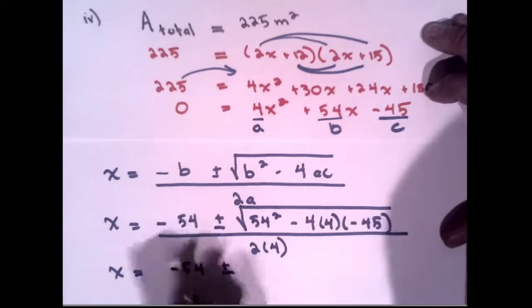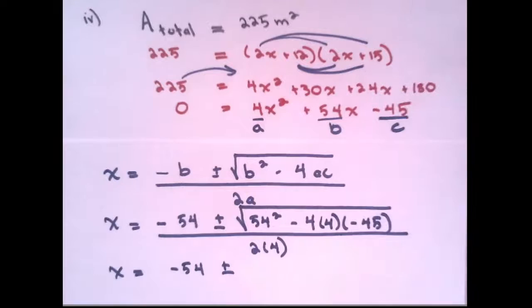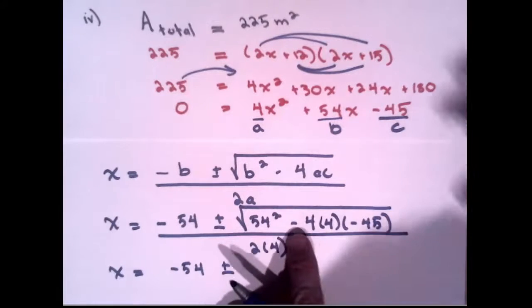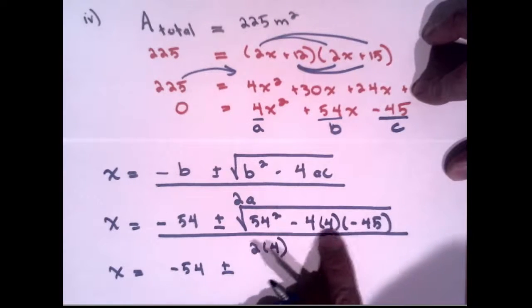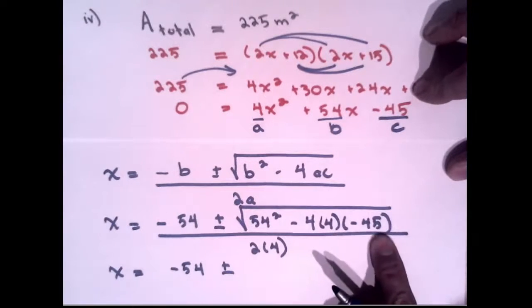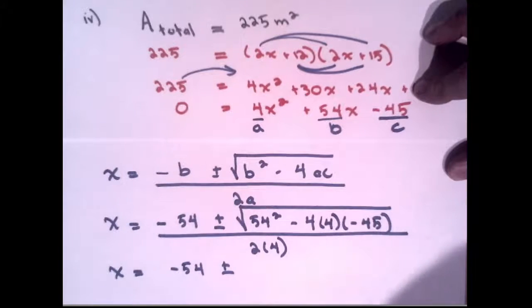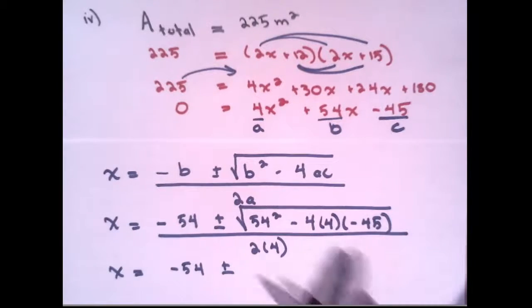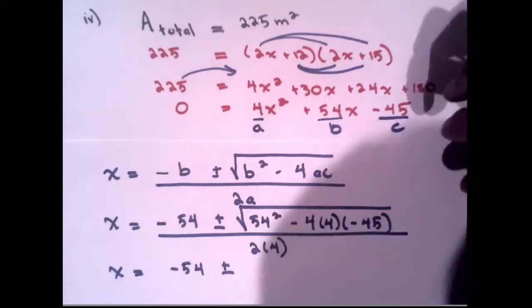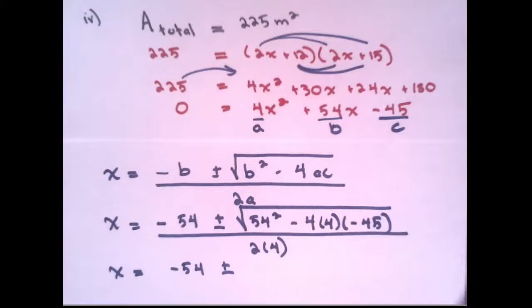Okay, so 54 squared. I'm going to put that in my calculator. 54 squared. And then watch your signs here. Watch what happens. Minus 4 times 4 times minus 45. So these two negatives will make for a positive contribution there. So this is 4 times 4 times 45, and I want the positive result out of that. So 4 times 4 times 45 is 720. So I'm doing 54 squared plus 720.